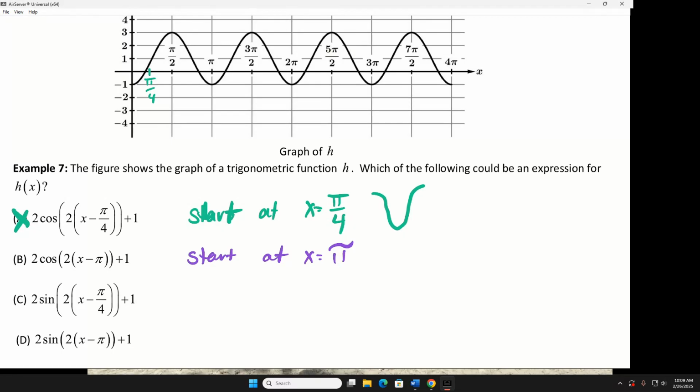Okay. And then for b, I'm going to start at x equals pi. And then this is a positive cosine, so again, we're looking for that cosine shape. And we don't have it. This time, I want to start at pi over 4 again, and I'm looking for the sine shape. Do we have it? There it is. All right.